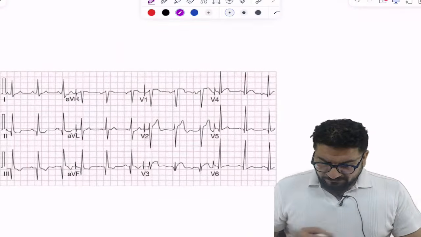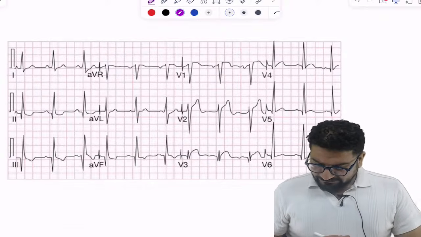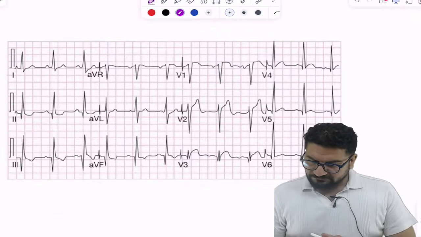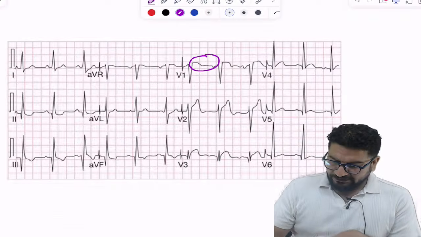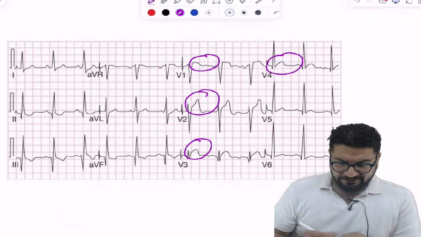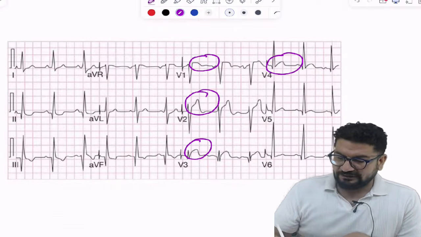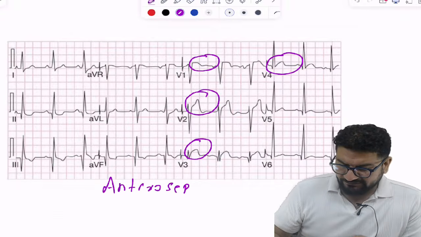Okay, now look at this. Try to understand this thing. Here what you can see? Lead 1 is fine, 2 is fine, 3 is fine. Then you can notice in V1 some changes. In V2 you can see classical changes. V3 you can see classical changes. V4 is there. So you can see V1 to V4. So it is anteroseptal MI.